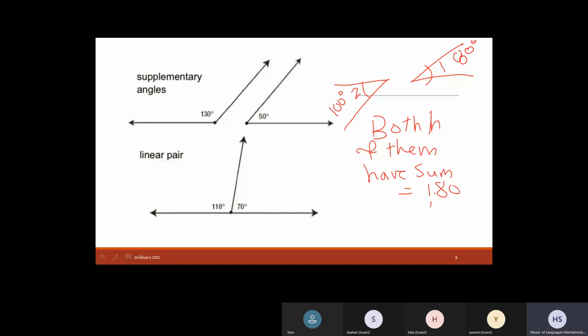But up here, if I didn't tell you, don't solve it. Yes, because if you see a line, you must know that the summation is 180. But here I have to tell you. It's the same, linear pair and supplementary, but I just gave you the difference between them. Here, you just know the supplementary. I just told you the difference between supplementary and linear.